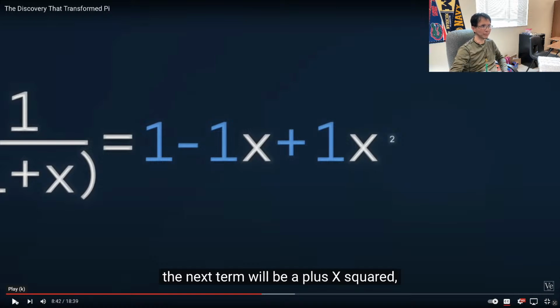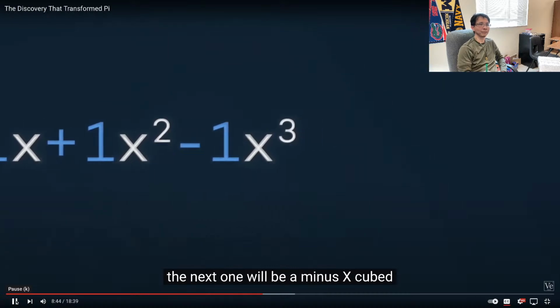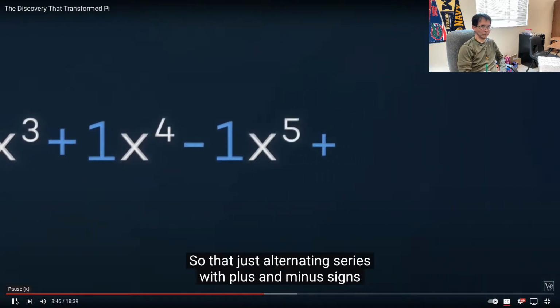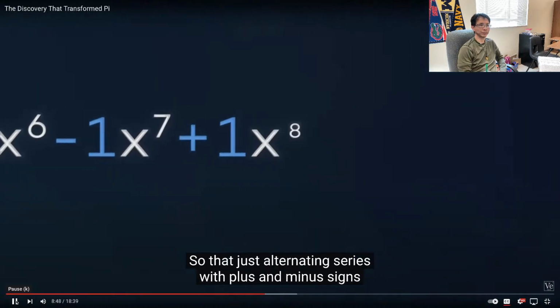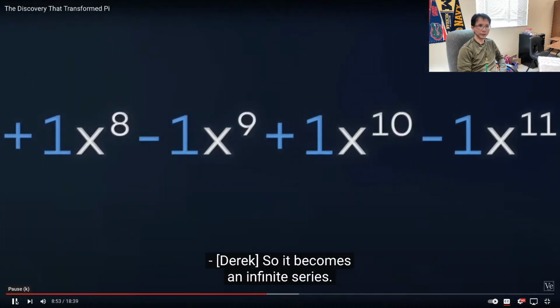Do you remember that? Remember that last time we saw this, it was 1 plus x plus x squared plus x to the third plus x to the fourth? That's 1 over 1 minus x. This one's 1 over 1 plus x. Just replace that x with negative x. Does that make sense? Yeah. The next term will be a minus x cubed plus x to the fourth minus x to the fifth. So it's just an alternating series with plus or minus 1 as the coefficient. So it becomes an infinite series.